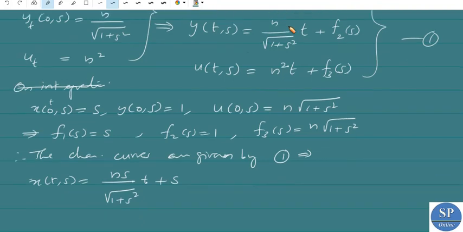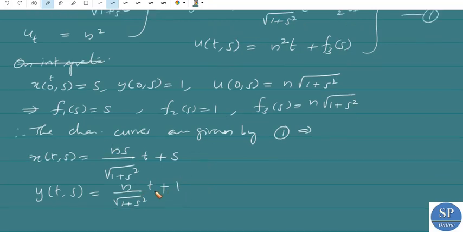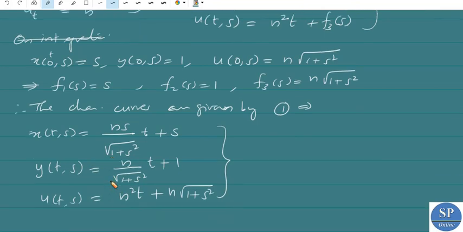And here from the second equation we have y of t, s is equal to n divided by square root of 1 plus s square into t plus f2 of s, which is 1. And from the third equation we have u of t, s is equal to n square t plus f3. f3 is nothing but n into square root of 1 plus s square. So this is our characteristic curves, or the parametric form of our solution surface, right?